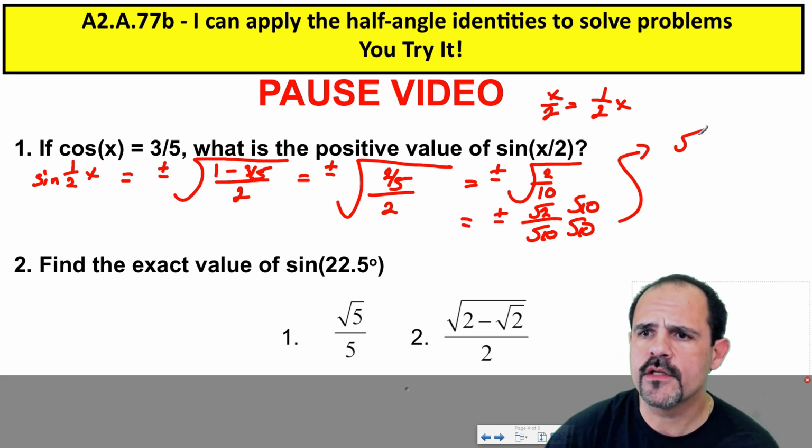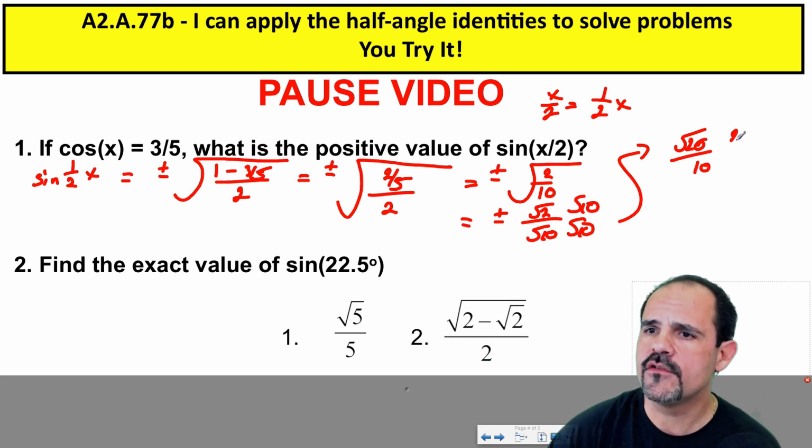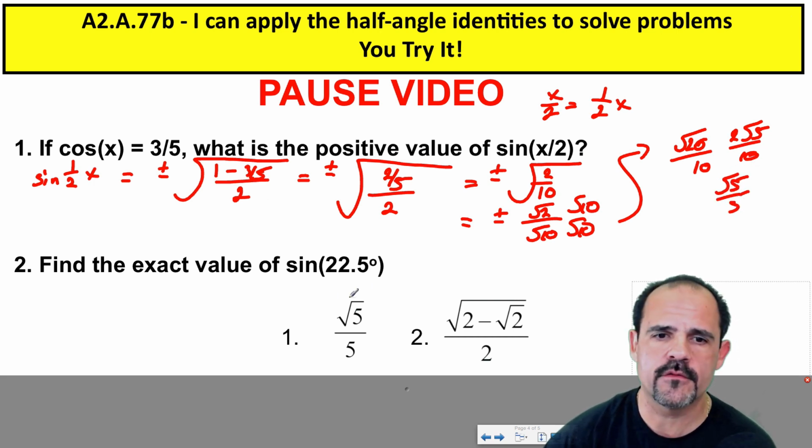And what do we got? The square root of 20 over 10. Now the square root of 20 is 2 rad 5 over 10. The 2 over the 10 is rad 5 over 5. That's where we got that from.